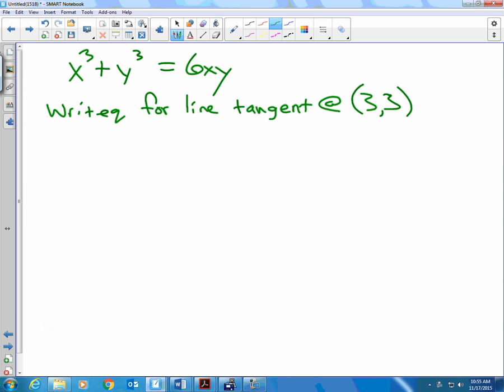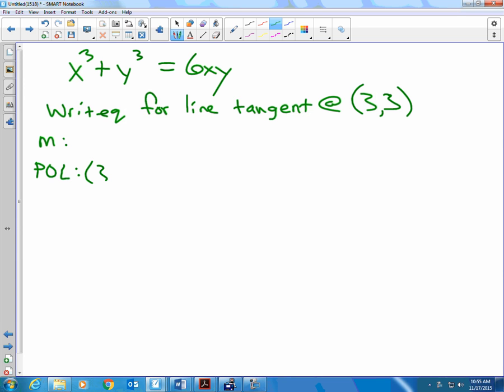So we have a curve, and we want to write an equation for a line that's tangent at the point 3, 3. So this will finish up our last example from yesterday. We can write it in that space you have in your notes. And what two things do we need to write an equation for a line? Slope and a point on our line. Those two things.